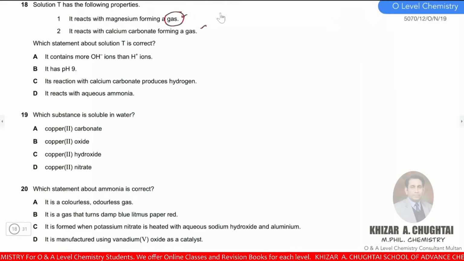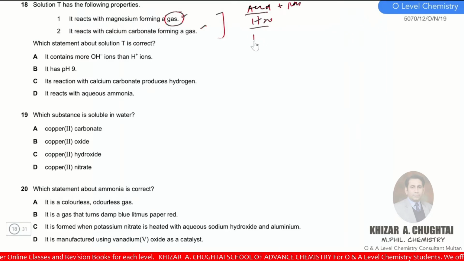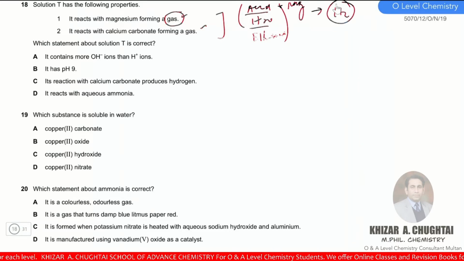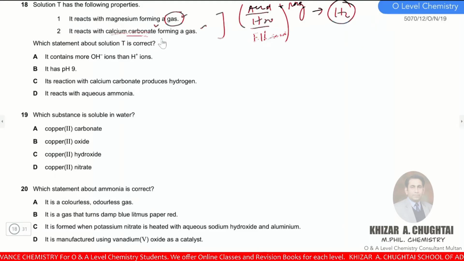As far as O-level chemistry is concerned, or your syllabus is concerned, there should be an acid that is going to react with the metal. Water or ethanol can also react with magnesium metal to make hydrogen gas. Now the next one, it reacts with calcium carbonate. Typically, any substance that reacts with calcium carbonate and makes a gas should be an acid.